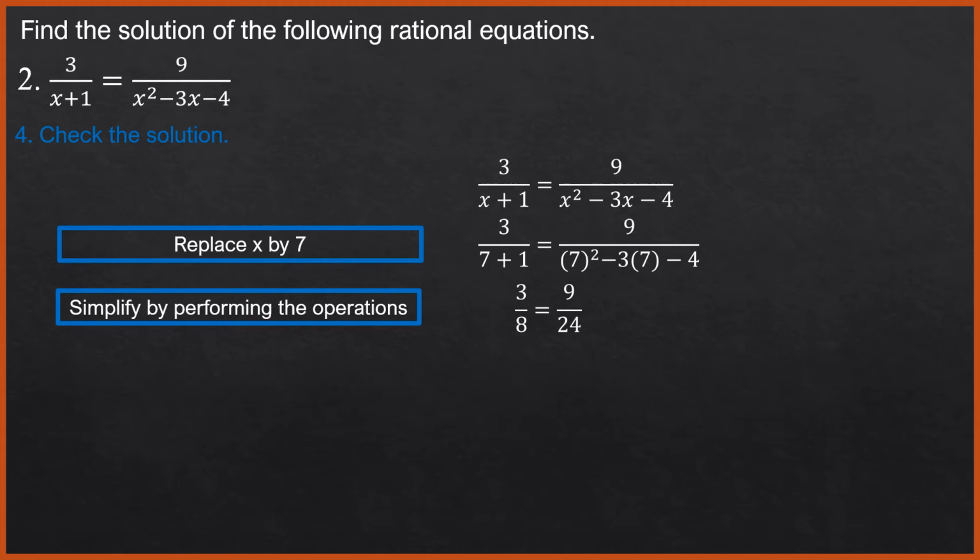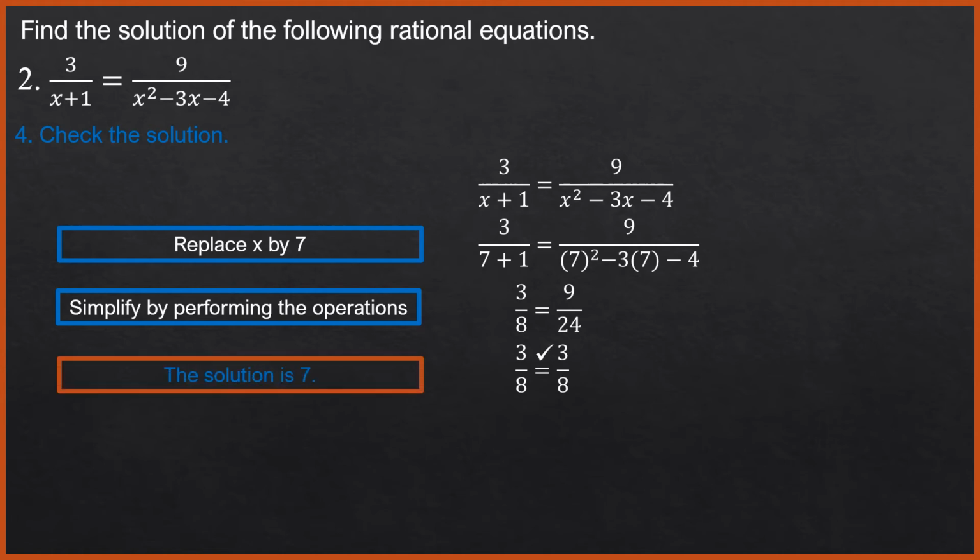Then reducing it to its lowest term, we have 3 eighths is equal to 3 eighths. And since it is a true statement, we can say that the solution of our rational equation is 7.